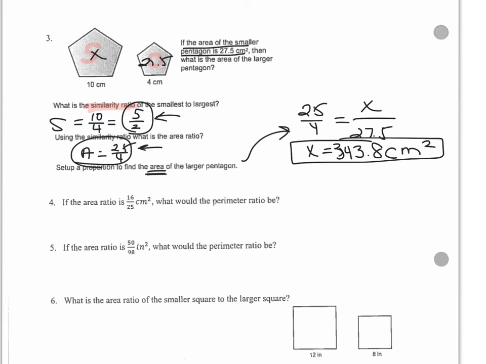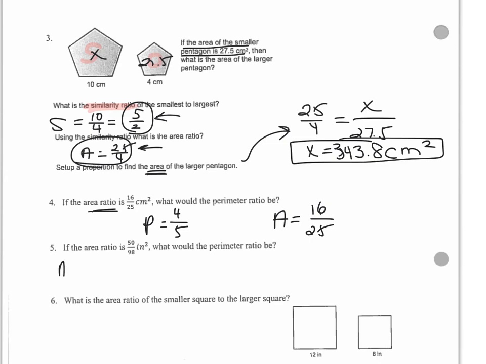So let's now go ahead and look at number 4. It says my area ratio is 16 over 25. So A is 16 over 25. How do I find P? So you know P and S mean the same thing. So in order, are they equal the same thing? So if A is 16 over 25, what's my perimeter ratio going to be? 4 over 5. Because I just square rooted. Square root of 16 is 4. Square root of 25 is 5.